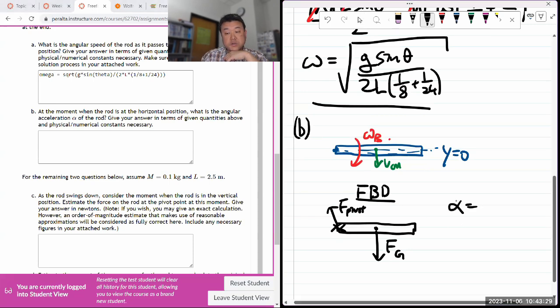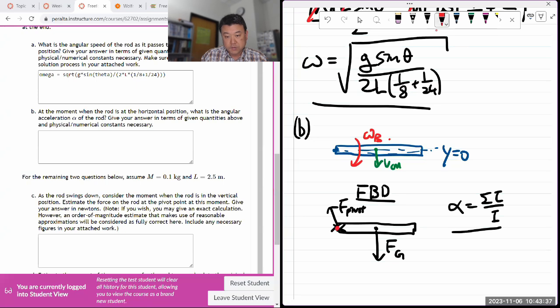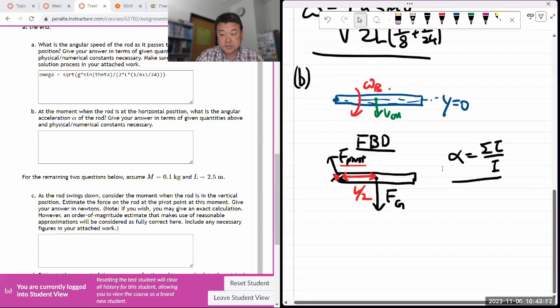Angular acceleration is net torque divided by rotational inertia. If I treat this motion as being pure rotation about this point, that'll simplify my calculation a lot. I don't have to worry about torque due to the pivot point because the lever arm is 0. This lever arm is super simple, L over 2. So I can just write out the rest.